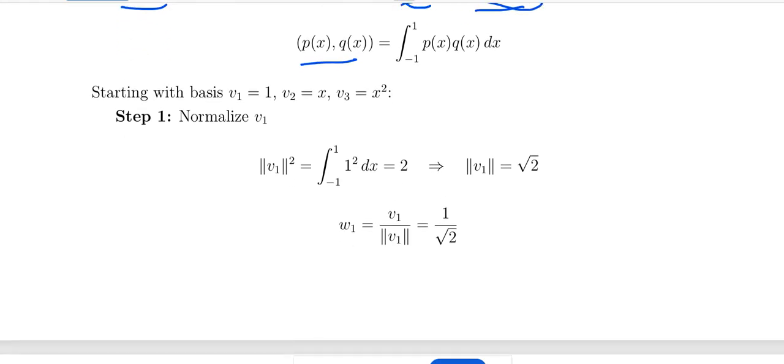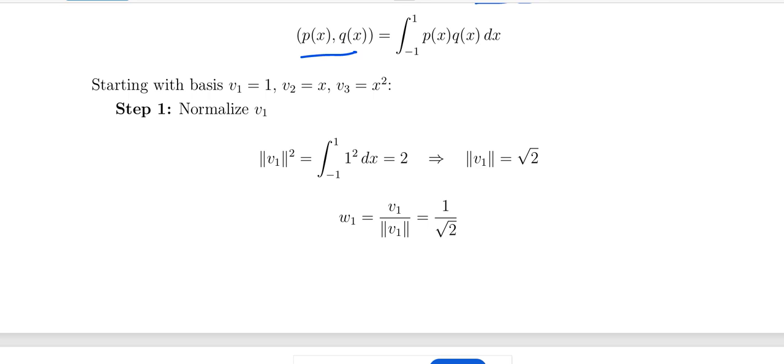I will start with the norm of v1. What is the definition of the norm of v1? The integral from minus 1 to 1 of 1 square, that is the inner product of 1 comma 1, so 1 square into dx, that is equal to x evaluated from minus 1 to 1, which is equal to 2. So the norm of v1 equals root 2. And w1, how to construct w1? v1 by the norm of v1, that is 1 by root 2.